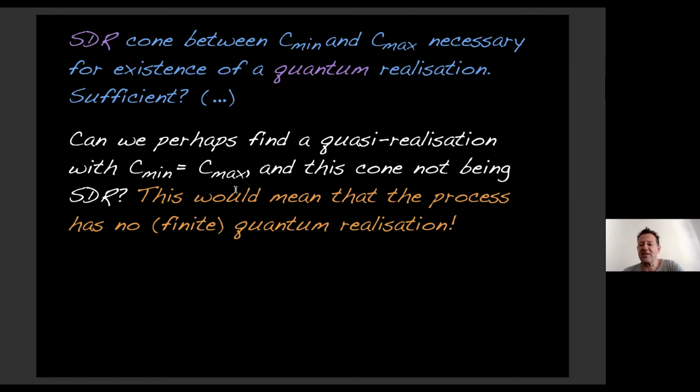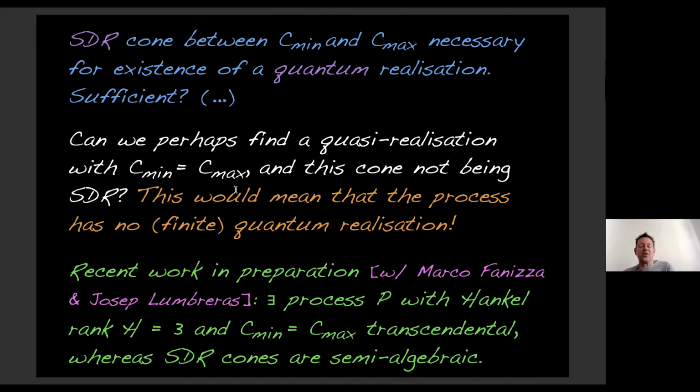And so I just want to show you, in like 5 minutes, what Marco and Giuseppe have been doing over the last few weeks. And so it boils down to this here. The claim is this: there exists a process with Hankel rank 3, and such that the C min is equal to C max, and this cone is actually transcendental.